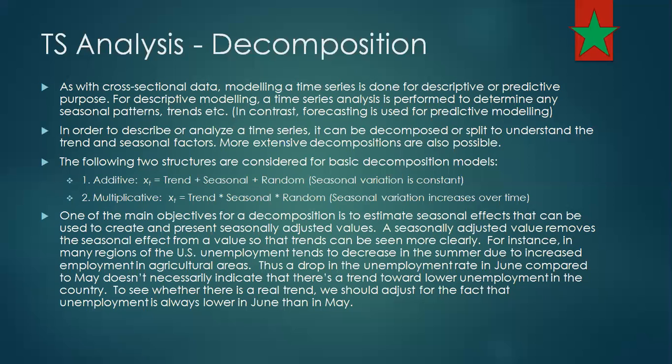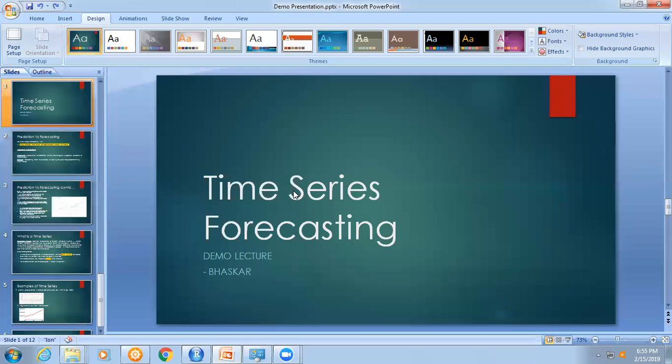So in order to describe or analyze a time series, it can be decomposed or split to understand the trend and seasonal factors. I have spoken about two terms here, trend and seasonal factors. Both of them mean what the words say. What is the trend that we are seeing in the data, and what is the seasonality we are seeing in the data? To understand it better, I'm going to switch over into R and analyze a certain data set. Let's see how it looks.